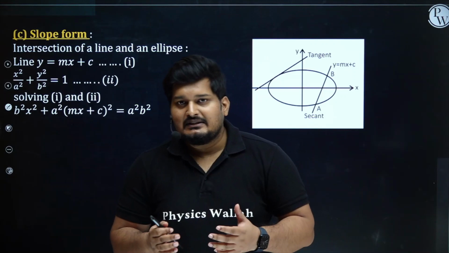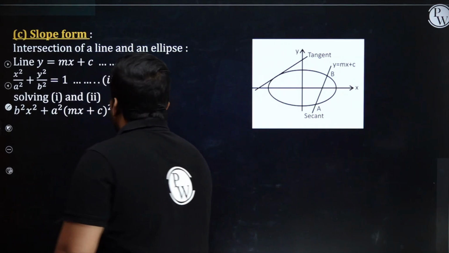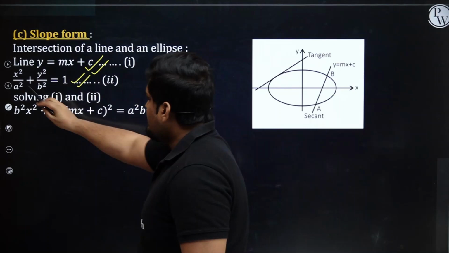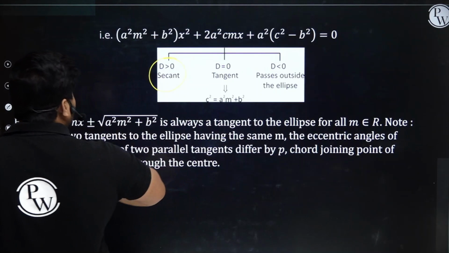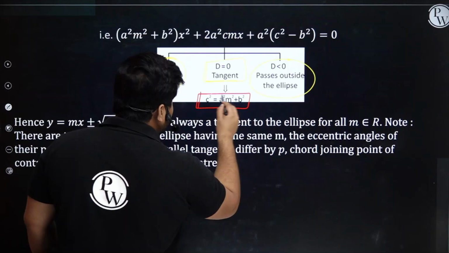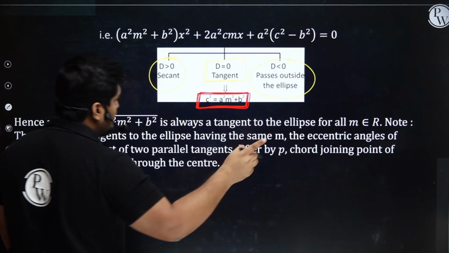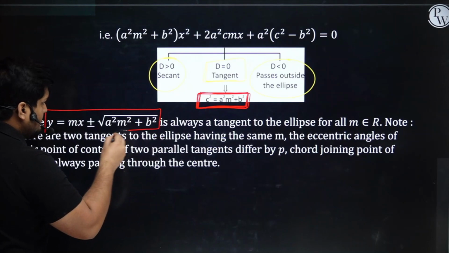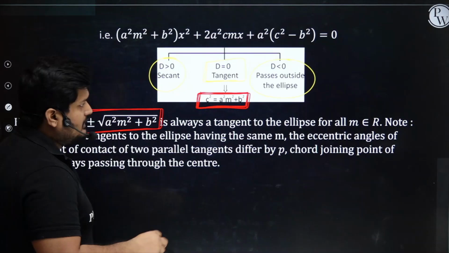We'll solve that line with the curve. We assume that y equal to mx plus c is the tangent and we solve it with this ellipse, and obviously we are going to get a quadratic. If the discriminant is greater than 0, it will be a secant. If D is 0, it will be a tangent, and if D is less than 0, it will be neither tangent nor secant. And this is the condition we come across: c square equal to a square m square plus b square. This must be remembered if you are writing the tangent to x square by a square plus y square by b square equal to 1. Obviously there will be two tangents possible, that is why we have the plus minus sign, just like in the circle, right?